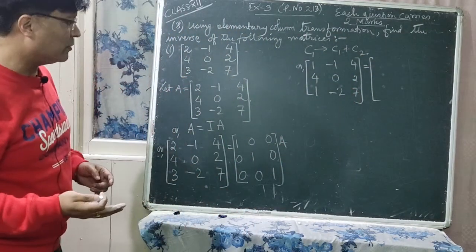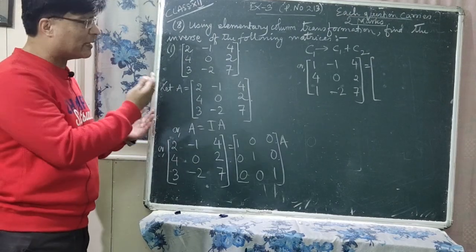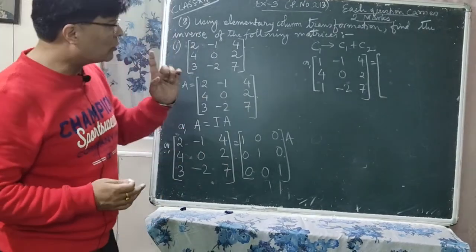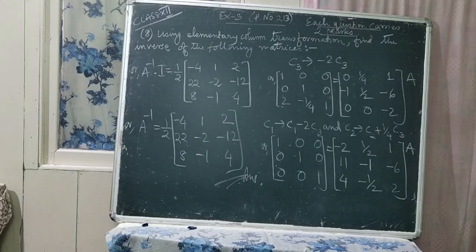Now on the right hand side also, in this matrix, you have to use the same property there. Column 1 is changing. How does it change? C1 plus C2. How is your column 1 changing?